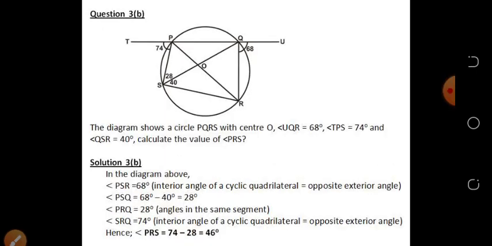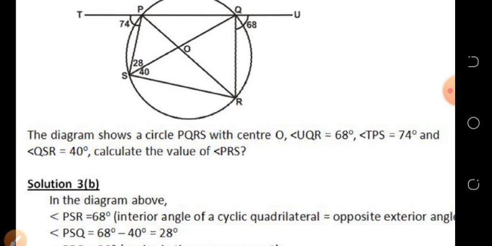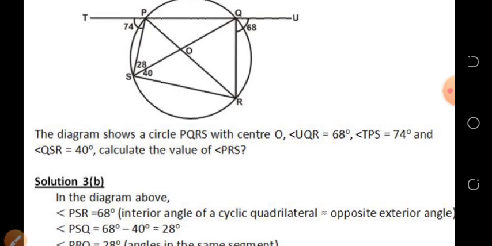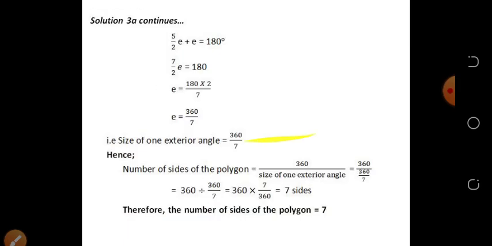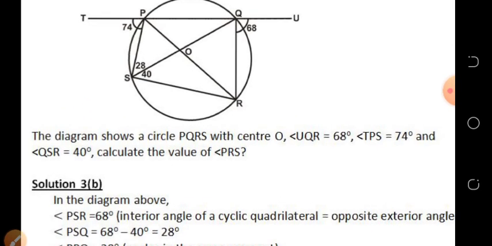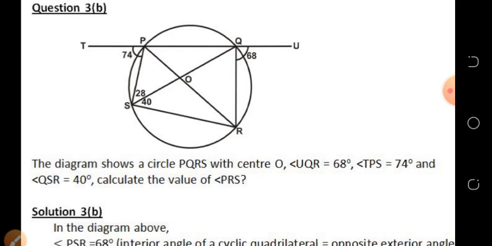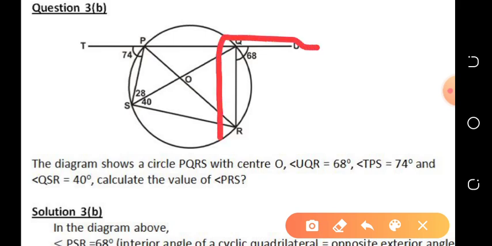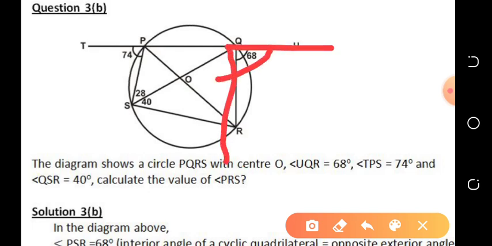Here we have circle theorem. The question says that the diagram shows a circle PQRS with center O. Now, angle UQR, look at it here. Where is the angle? Let's locate angle UQR in this diagram. In the circle theorem, you have UQR from U to Q to R. This angle here, UQR, is 68 degrees.